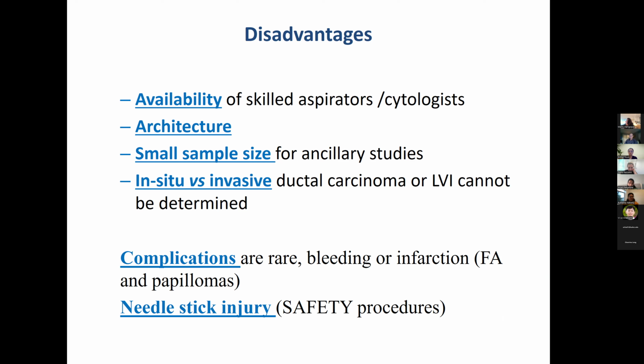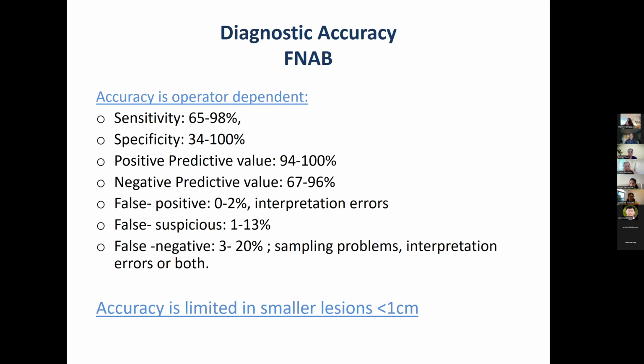So complications are very rare. You can have bleeding and occasionally an infarction of a fibroadenoma or a papilloma. And the needle stick injury, if you follow safety procedures, should not be an issue. So what is the diagnostic accuracy? Usually it depends on the operator completely. It's the skill of the operator that will determine the type of specimen you obtain. Sensitivity is very high, 65 to 98% for malignancy. Specificity is 34 to 100%, not bad. Positive predictive value is almost 100%. Negative predictive value: when you say something is negative, how certain are you that it is negative? That is also pretty high.